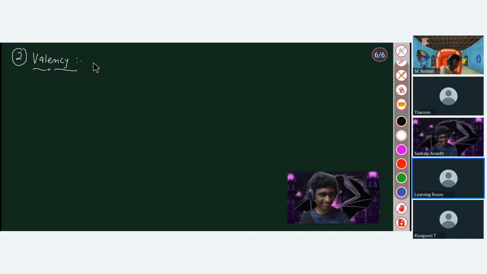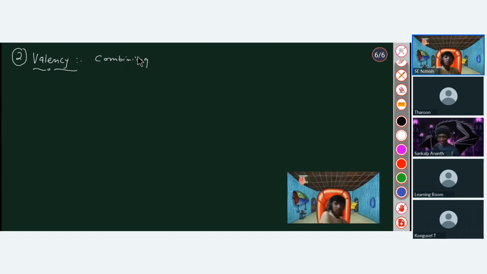Now next is the valency. So I hope you remember what valency is. It is the combining capacity of an element to hydrogen or an element. Combining capacity of an element.